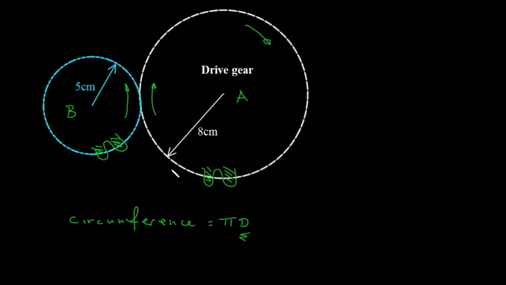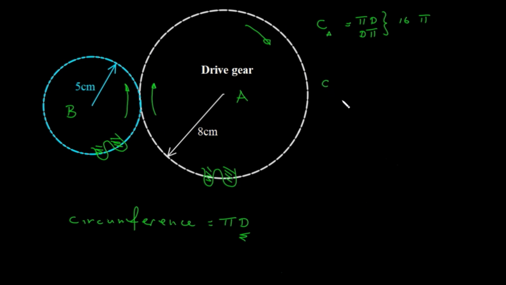So we want the circumference of A. Let me introduce you to a notation: C of A, the circumference of A, equals pi times the diameter. You can also write diameter times pi, it doesn't matter, it has the same effect. The diameter is twice the radius, so that's 16 times pi. That's the circumference of A.